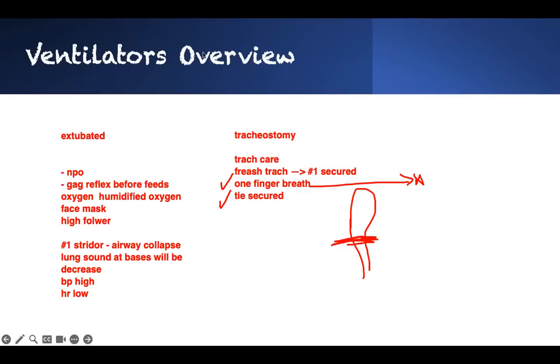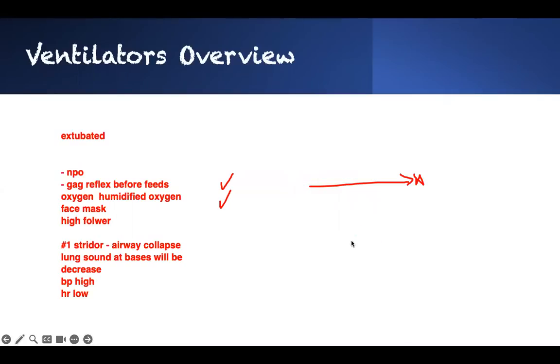They will give you a scenario. A fresh trach, 12 hours or 24 hours, came out. What would you do? So you have a trach that came out 24 hours after placement.